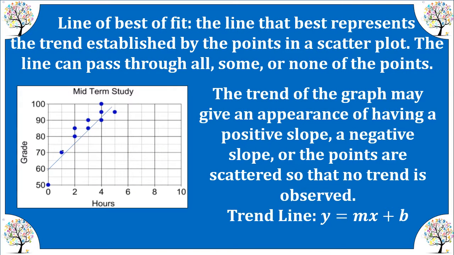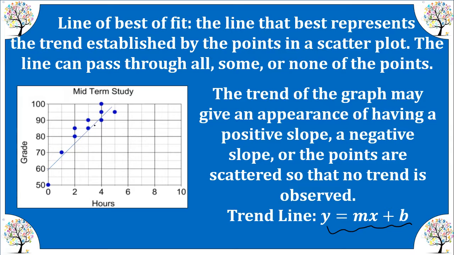Now remember, we do not connect the points. However, we can create a linear model in the form of y equals mx plus b, like we've been studying, by a line that's called the line of best fit. This line is just an estimate, and it just represents the trend of the points in our scatter plot. The line can pass through some of the points, all of the points, or none of the points. In this case, it really doesn't pass through any points, but it is a representation of our data.